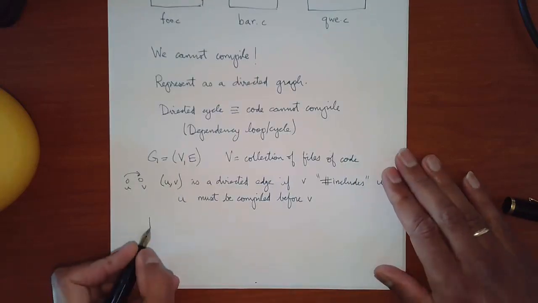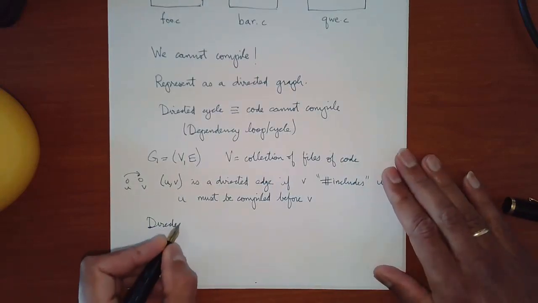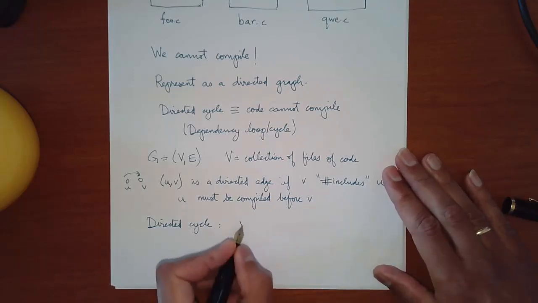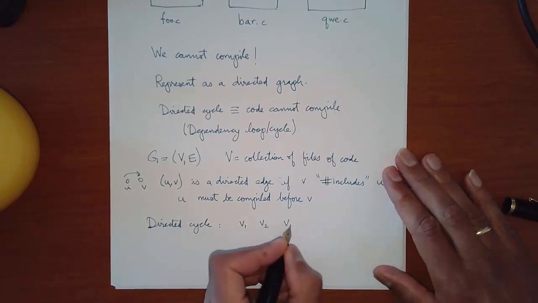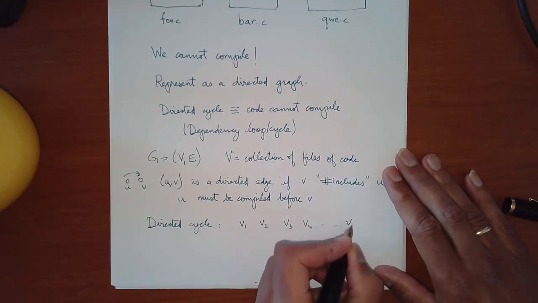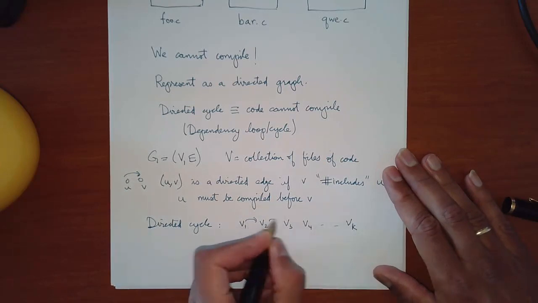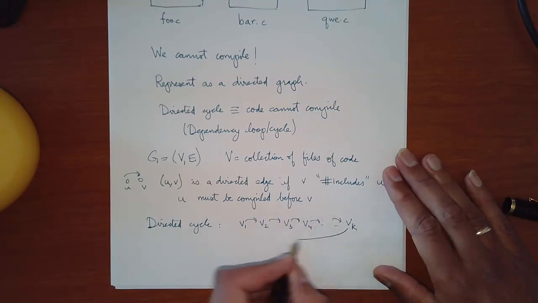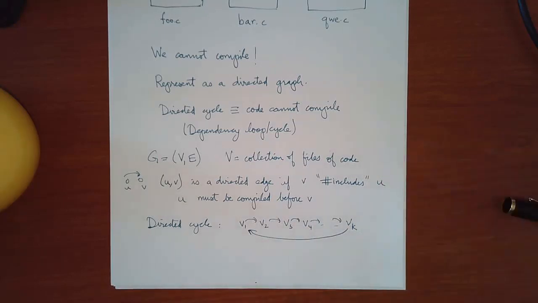Okay, and a directed cycle, it's easiest to draw this. Suppose you have V1, V2, V3, V4 up to Vk, such that there are edges that go from V1 to V2, and so on and so forth, and there's this other edge. This is called a directed cycle.